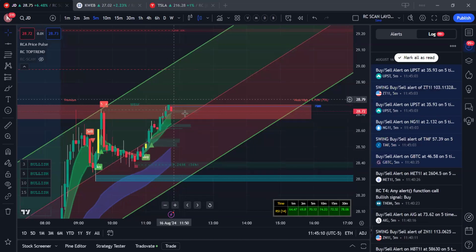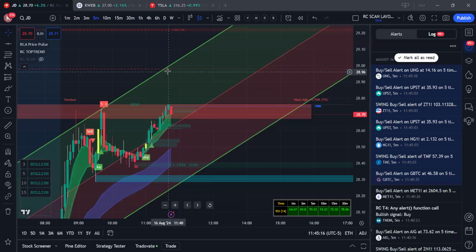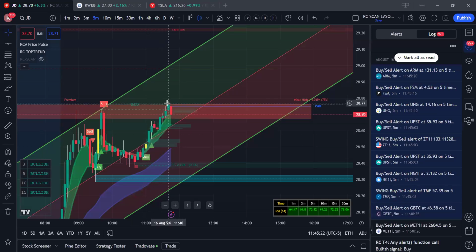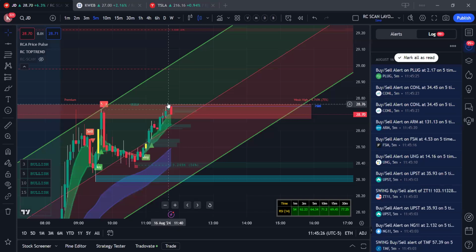Right? JD is moving more. If it breaks this resistance, it can go all the way to $29. But because there is a resistance here, we took 80% profits. We kept 20%, so that if it breaks, we can hold it for more. Or if we see that it is dropping, then we can close the remaining 20%.